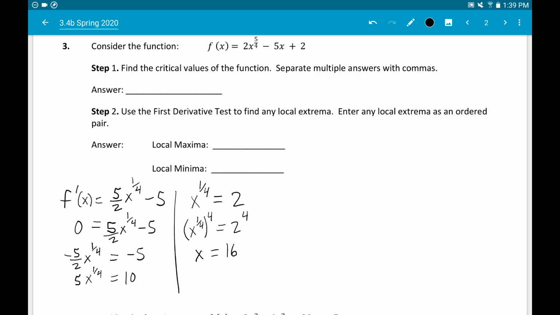Now again, just like in the previous questions, we've got to calculate the y value, plugging that into the original function. So f of 16 is 2 times 16 to the 5/4 minus 5 times 16 plus 2. I'm going to plug it in the calculator. 2 times 16 to the 5/4 minus 5 times 16 plus 2, I get negative 14. So our critical point is 16 comma negative 14.